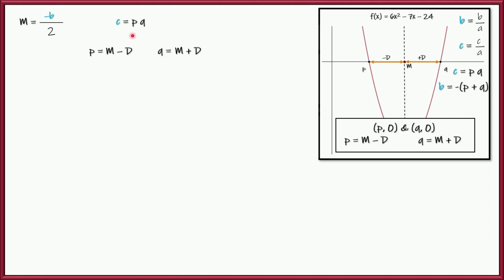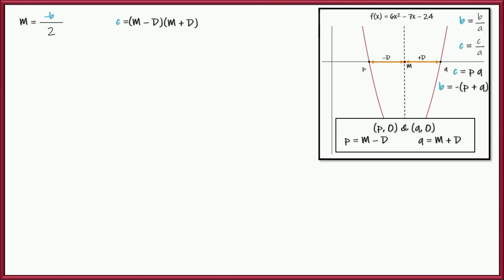All right, now let's work on finding d. So c, we know, is p times q, and we know p is m minus d, and we know q is m plus d, right? p is m minus d, that's how we get to here, and the way we get to q is m, the middle, plus d. So let's go ahead and substitute those things in right there. Since p is m minus d, we're going to put m minus d right here. And since q is m plus d, we're going to put that right there.